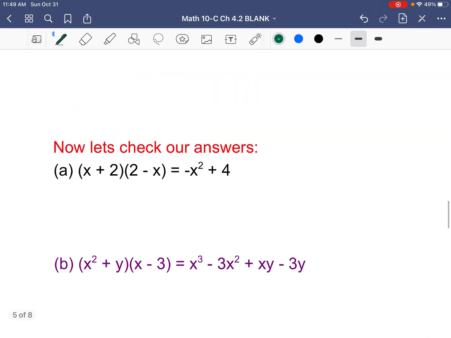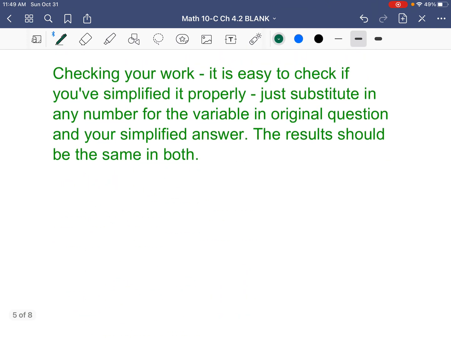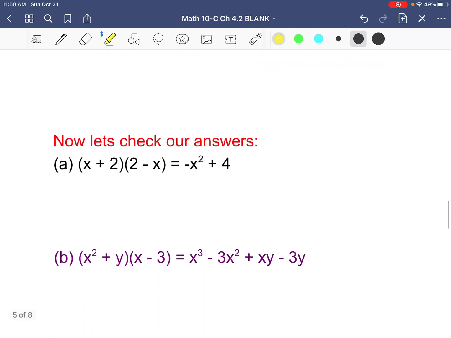So let's go back and check our answers. Sorry, just substitute in any number. Let me try that again. Just substitute in any number for the variable in the original question. The results should be the same in both. So, what's a nice number to substitute in? Well, 1 works for me. 0 is even easier. Now let's do 1.